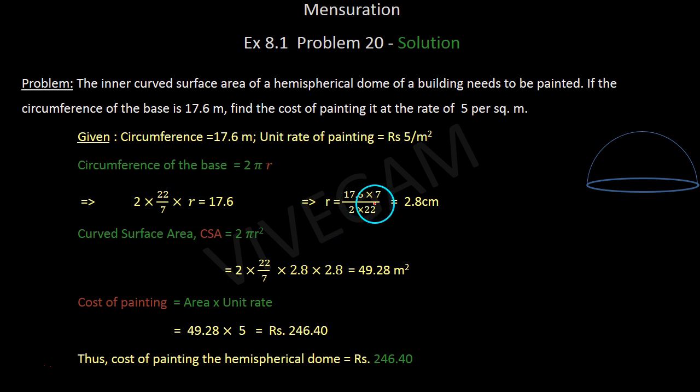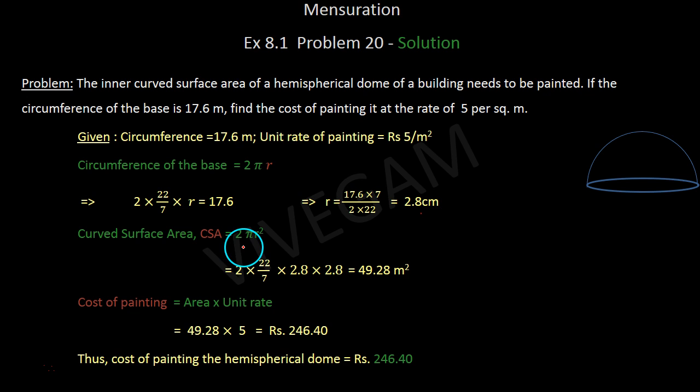So 17.6 into 7 divided by 2 into 22. 11 will go here once, and then 66, it's 1.6, and this will go 2 times. Then you cancel everything, and you'll be able to get 2.8 centimeters. So radius of the hemisphere is 2.8 centimeters.